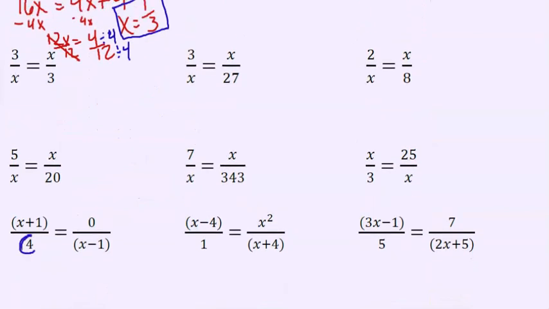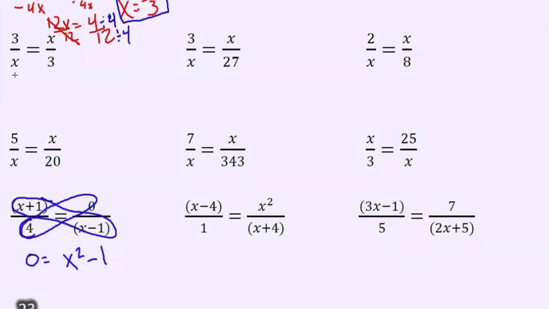So let's do this one. 4 times 0 is 0, and then x plus 1 times x minus 1 is x squared minus 1. From there, add 1 to each side. So we get 1 equals x squared. Take the square root of each side, put plus and minus sign right there. So x can equal either positive or negative 1.